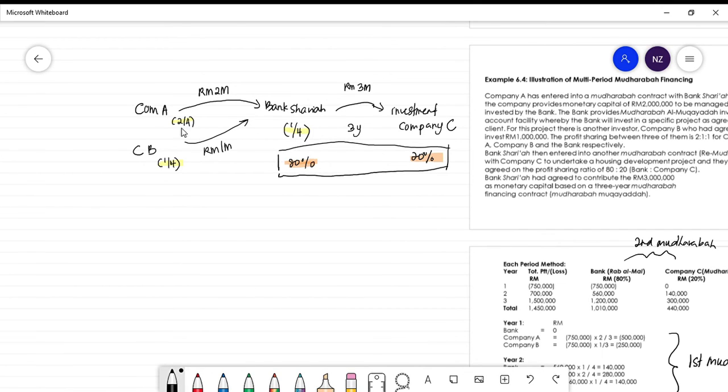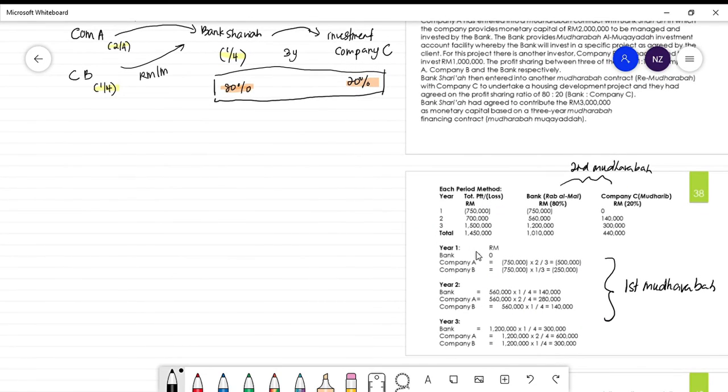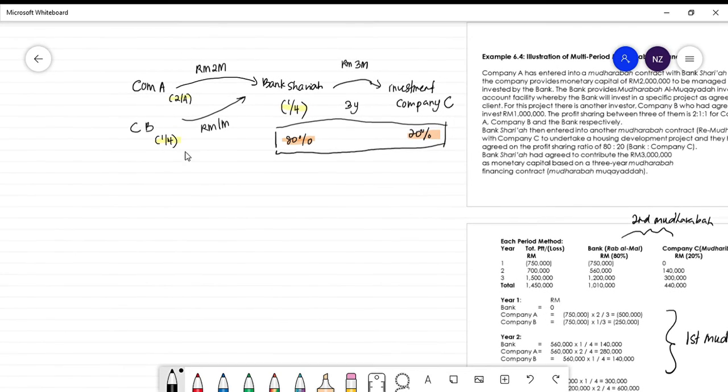Kan? So, this is profit ratio untuk first mudharabah. Okay. So, dia pun calculate macam biasa. For the year pertama dapat loss RM750,000. So, the loss ni sebabkan the first mudharabah ada dua rockbullman, iaitu company A and company B.